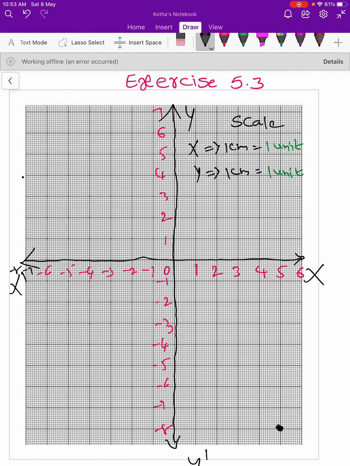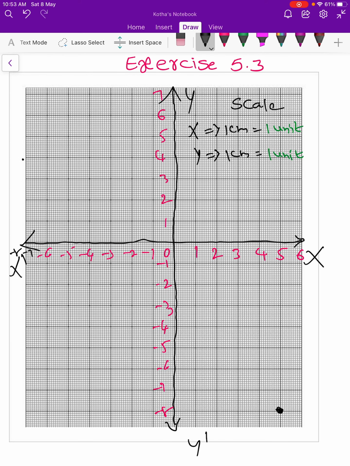Minus 8 comma 5 lies here. He is asking whether these two points are the same. Obviously both are completely different from each other. Next, let us move to the third bit.